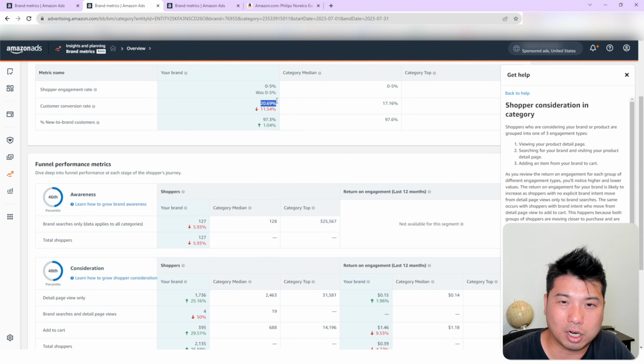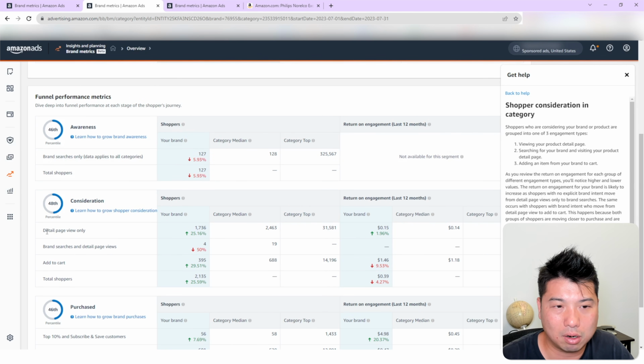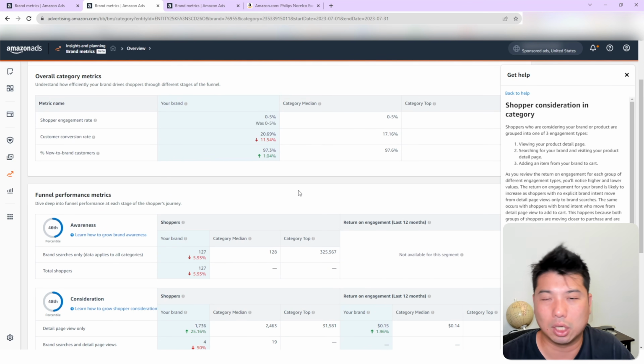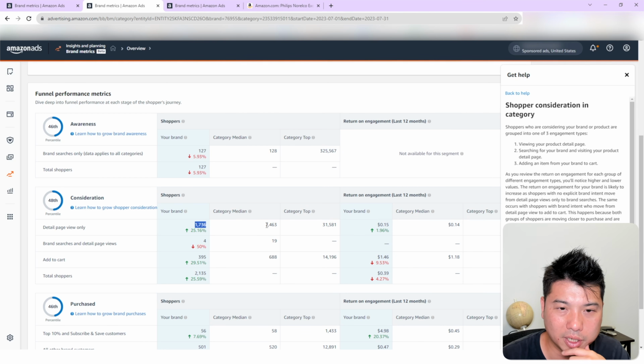And you can see our customer conversion rate is higher than average. And then you can see that our detail page view is lower than average. So that tells me that the low-hanging fruit is trying to increase this number right here. It means that there's a lot of market share to be taken, a lot of low-hanging fruit in terms of getting additional visibility in the category.